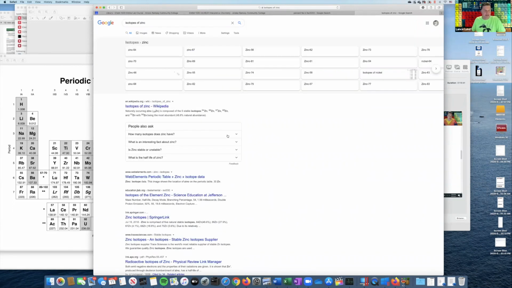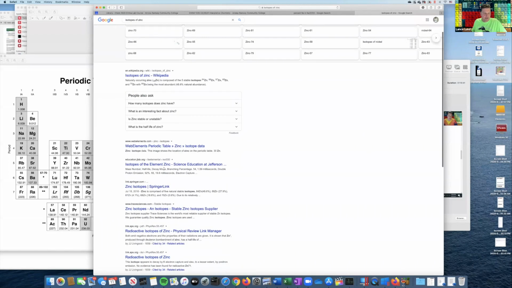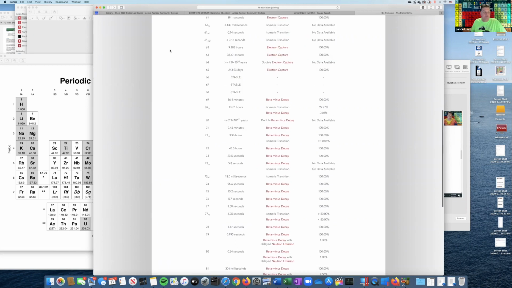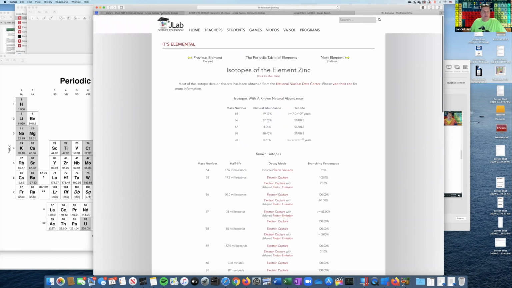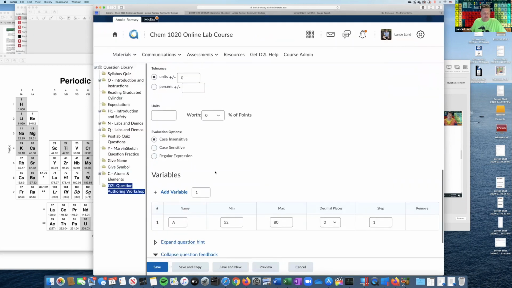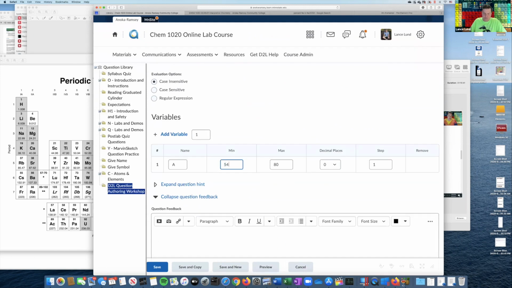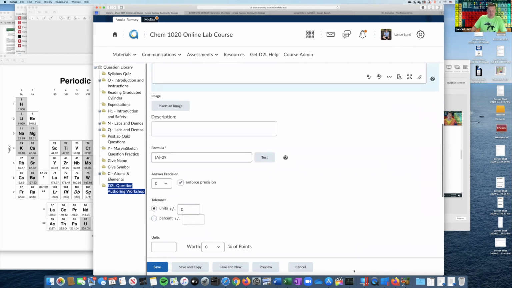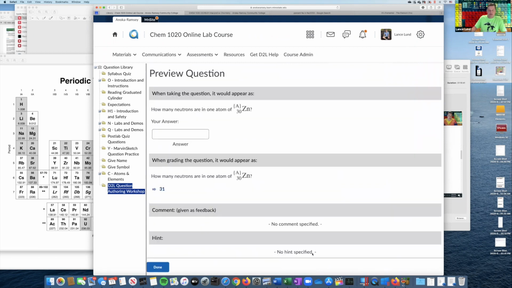And I see that they go anywhere between 54 and 85. So I'd come back here and change this from 54 to 80. I mean, assuming that you want to keep it with ones that are possible, you may or may not want to do that. Nothing else changes. You can then do a quick preview, make sure that it works.